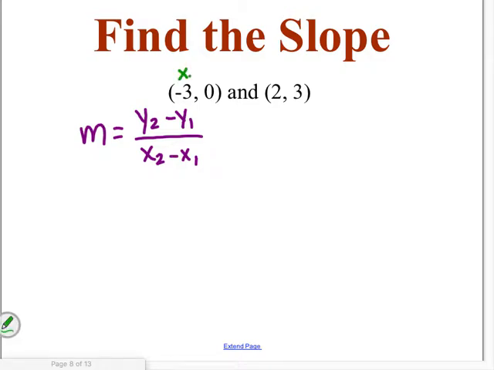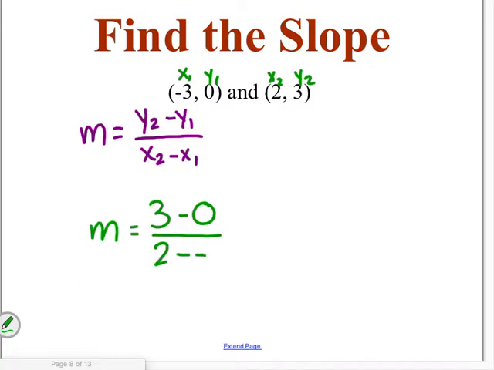So that -3 is your first x, 0 is your first y, 2 is your second x, and 3 is your second y. So plugging that into our formula, we're going to say 3 minus 0 over 2 minus -3. Notice that first x value is negative, so we still have the minus from the equation and the negative from the 3. Minus a negative turns into a positive.